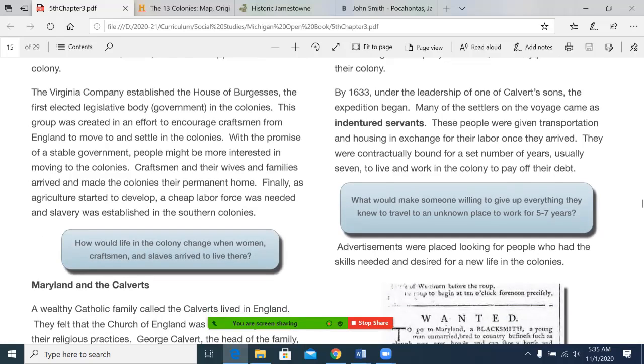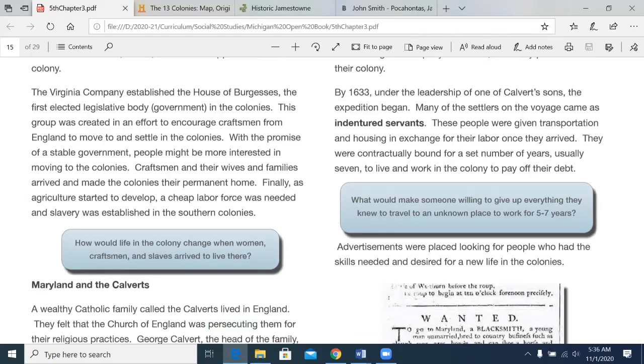Many of the settlers on the voyage came as indentured servants. There's another vocab word. These people were given transportation and housing in exchange for their labor once they arrived. They were contractually bound for a set number of years, usually 7, to live and work in the colony to pay off their debt. Indentured servants are different than slaves in that there was the expectation that they would be freed when their time was up.